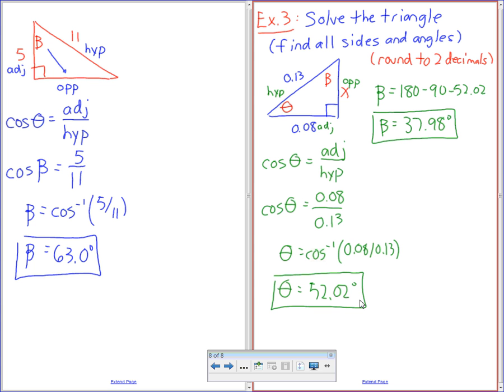Wait, you want us to round now? No, to 2 decimals, we said, right? So I just said round to 2 decimals, so that's fine. Okay. Finally, how to get x? X is Pythagorean theorem, so I'm going to do 0.13 squared equals x squared plus 0.08 squared. This is 0.169, is that right?